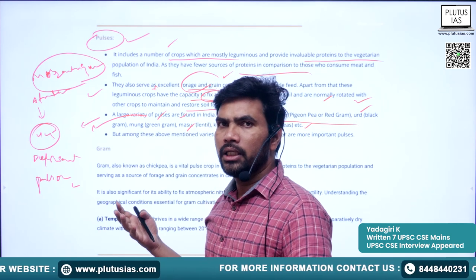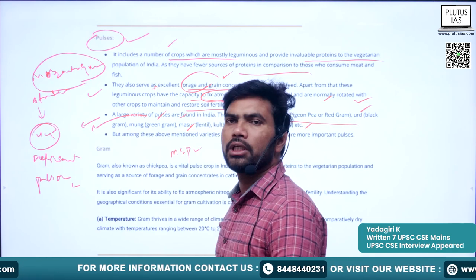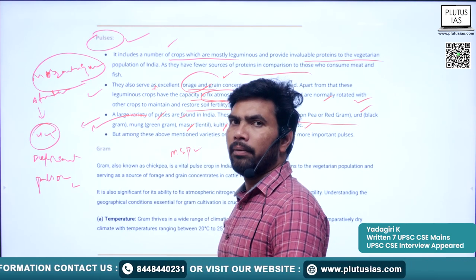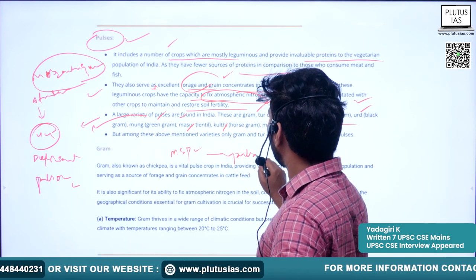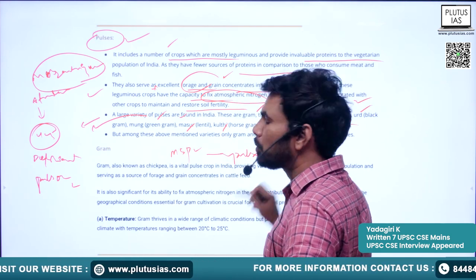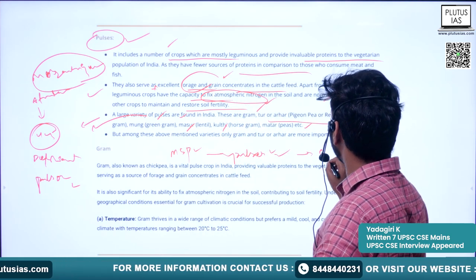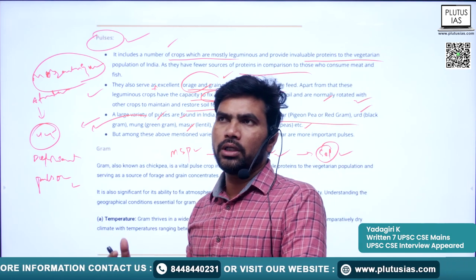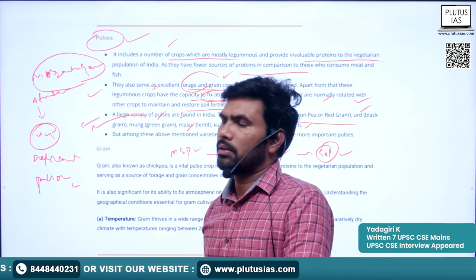However, with the changed preferences and also because of the maneuvers in MSP, the minimum support price that is guaranteed by the government, the pulses production has increased in India. So we can see self-sufficiency, or we can say we are able to produce sufficient pulses that are required for our own consumption.